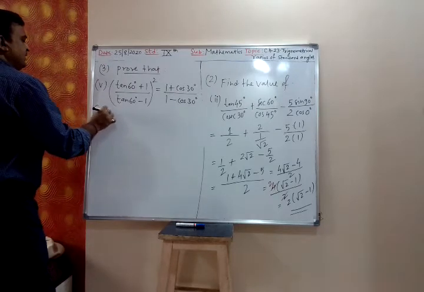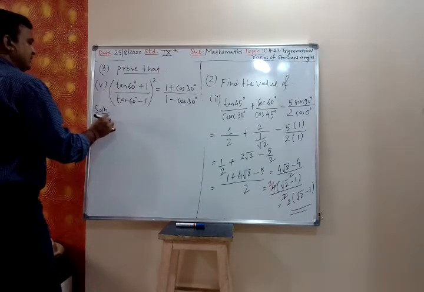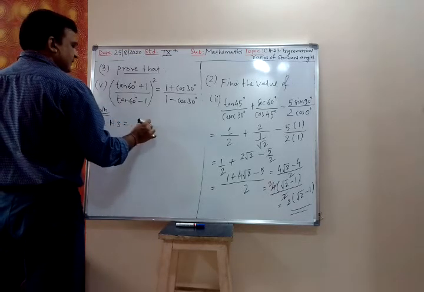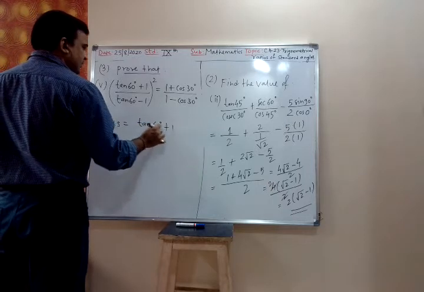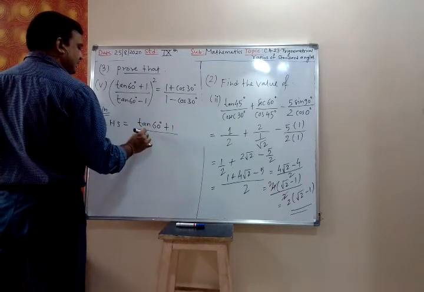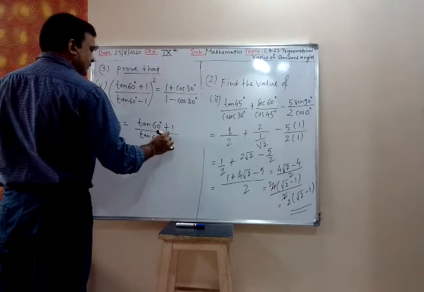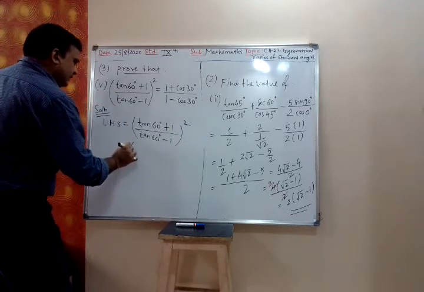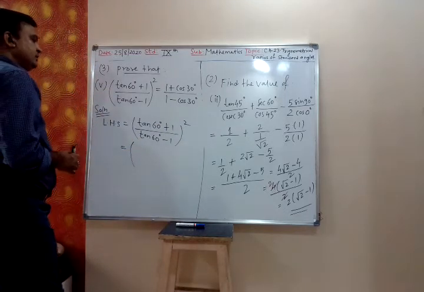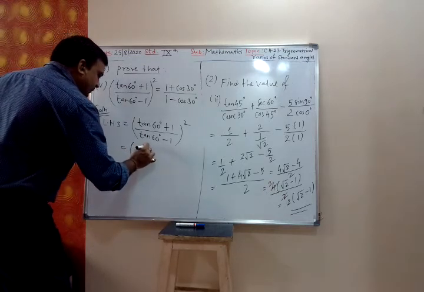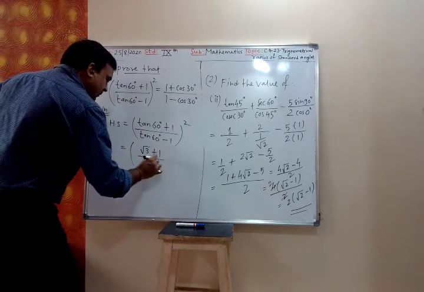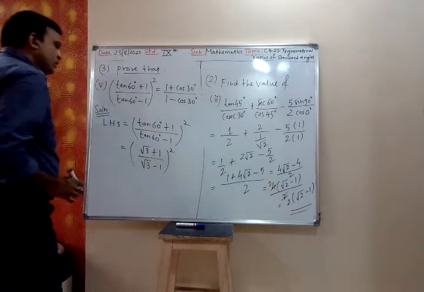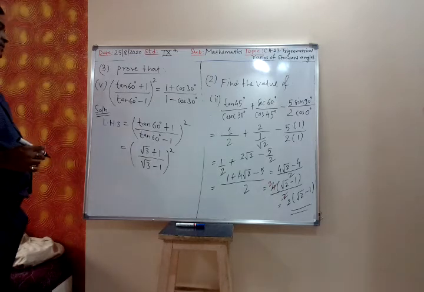So now consider left hand side and right hand side, and evaluate each one of them. Let me consider left hand side. Left hand side is tan 60 degree plus 1 upon tan 60 degree minus 1, whole square. Let us simplify. Tan 60 is root 3. So root 3 plus 1 upon root 3 minus 1, whole square.